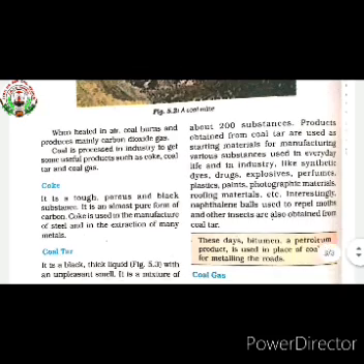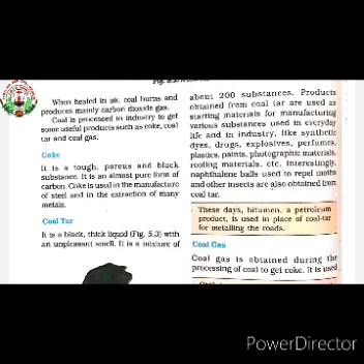And the last product which you obtain from coal is coal gas. Coal gas is obtained during the processing of coal to get coke, and it is used as a fuel in many industries situated near the coal processing plants.